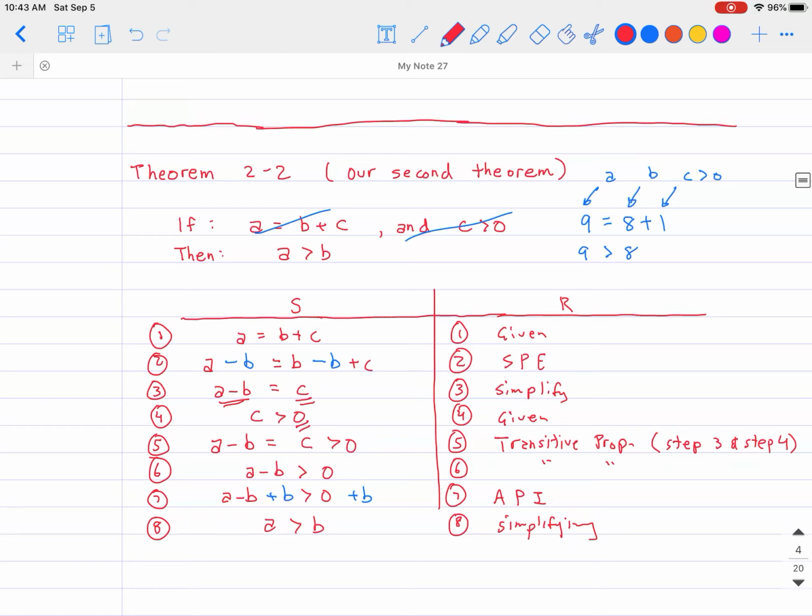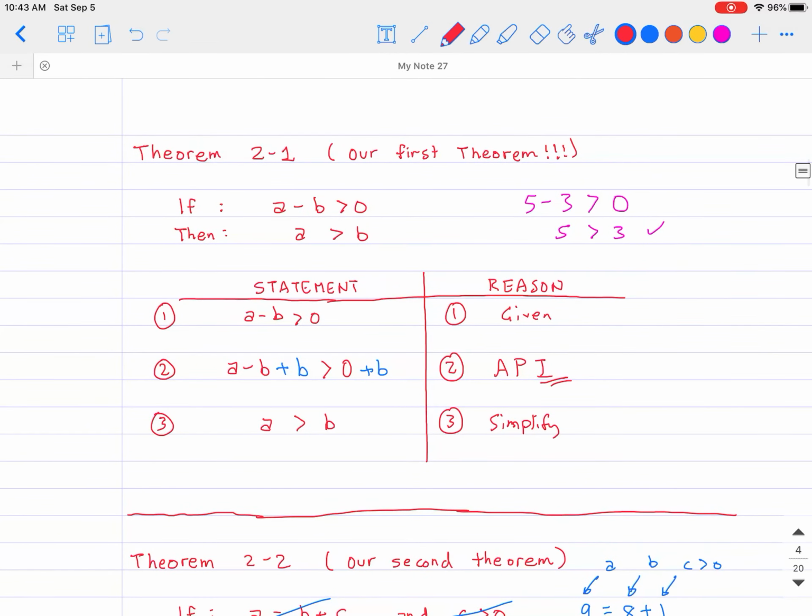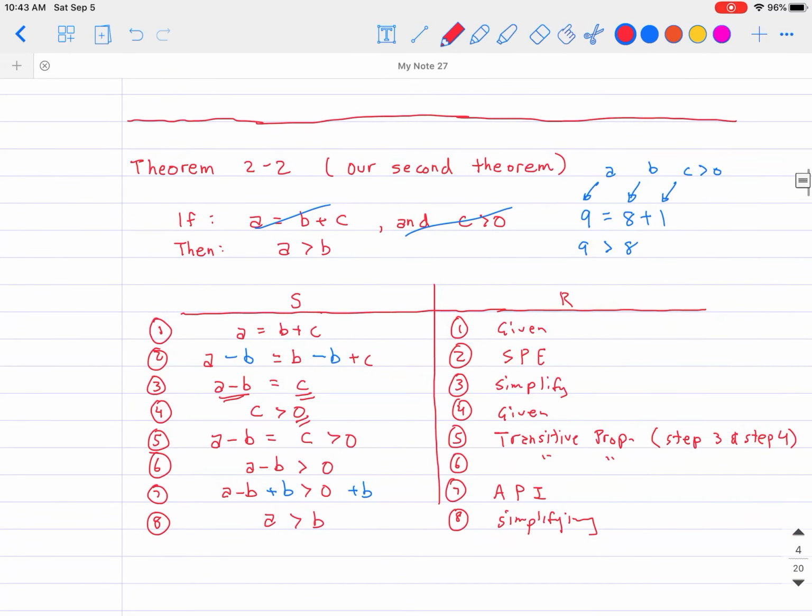Now, if you're wondering, well, what happened over here? Well, we did actually do the proof. This is the part that I want you to now think about, okay? Hey, if you remember from Theorem 2.1, we actually see that in Theorem 2.2. Theorem 2.1 says that if you have a minus b is greater than 0, then a is greater than b. So that part is located right here. That part is located right there. That is going to be Theorem 2.1.